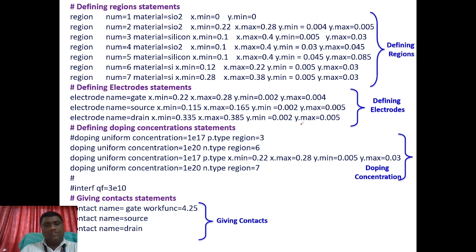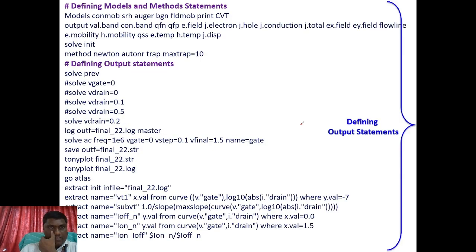We have also given the contacts for that, and for the interface, the quantization is considered with a charge density of 0 here. And we are defining the models and the methods. Here we have used the concentration mobility model, SRH model, Auger model, BGN model, FLD mobility model, and CVT model. The method which we have used is the Newton-Raphson method, and the number of iterations we have considered is 10.